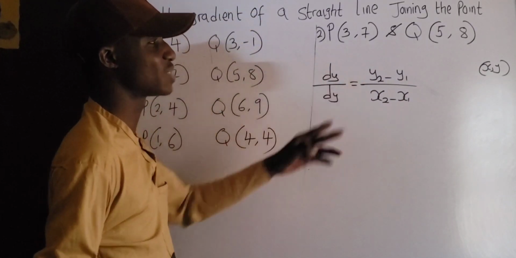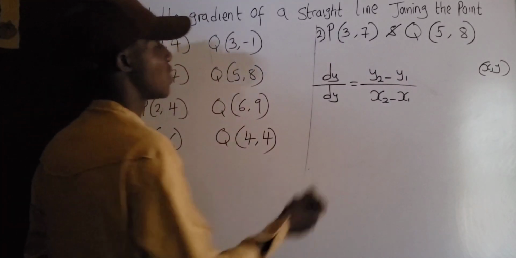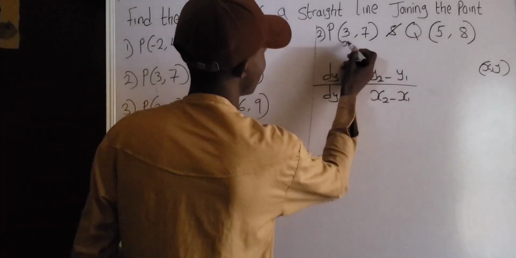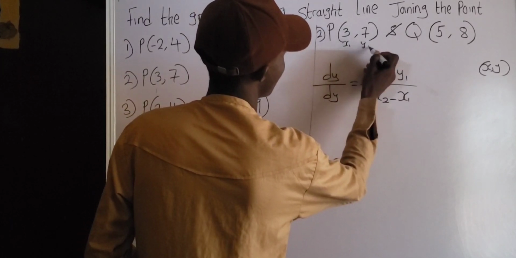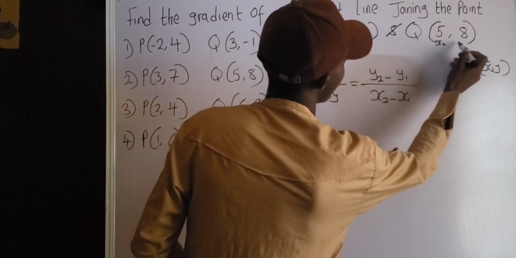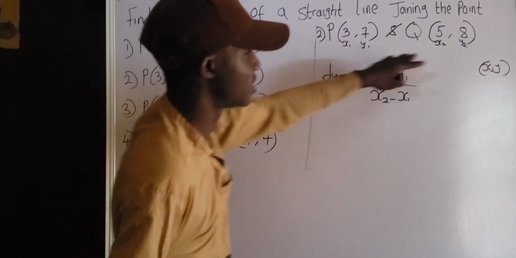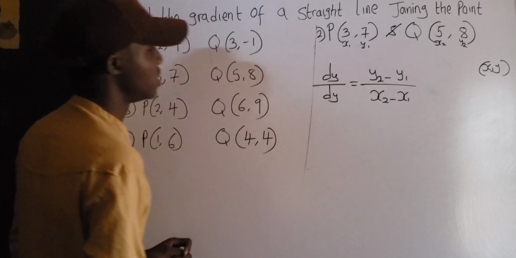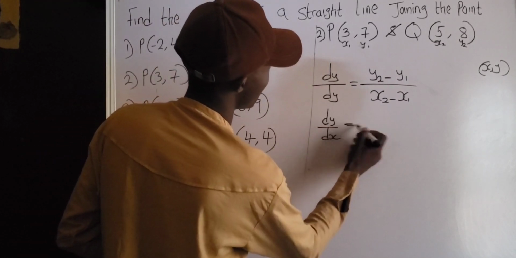So the first step is that we're going to identify our x1, x2, y2 and y1. So this is x1, this is y1, this is x2, and this is y2. Do you understand? Because this is the first point, this is the second point. Okay, let us proceed. From this formula, I can proceed as this: dy over dx, which is what?